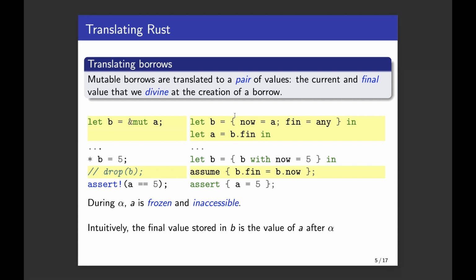And then at the moment that B falls out of scope, at the moment that in Rust, this would be a drop, we place an assumption. And this assumption refines our knowledge of the final value of B and effectively tells us, well, B is just about to die, so whatever the current value of B is at that moment must be its final value. And thanks to this assumption, we're able to easily conclude, for example, here, that A must be 5.